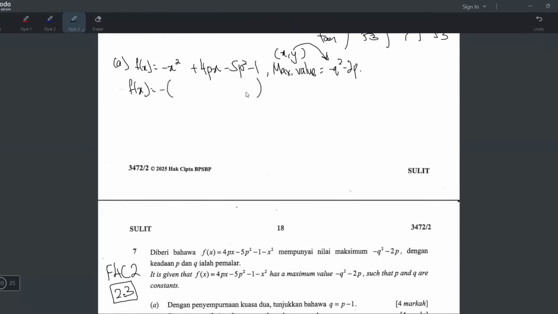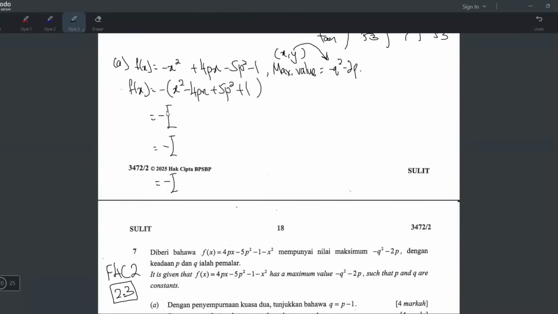And when you pull it out, you have to write outside the bracket, and then everyone has to change the sign. So it becomes x square plus 4 becomes minus 4px, minus 5 becomes plus 5p square, minus 1 becomes plus 1. Right? And now since your A is already positive, you can do completing the square. And the way to do that is negative big bracket. Okay, the big bracket is very important.